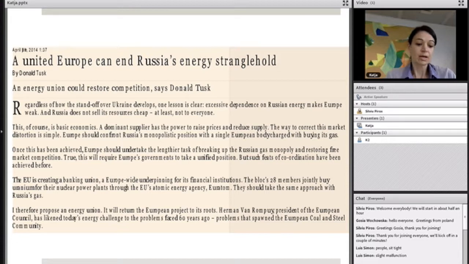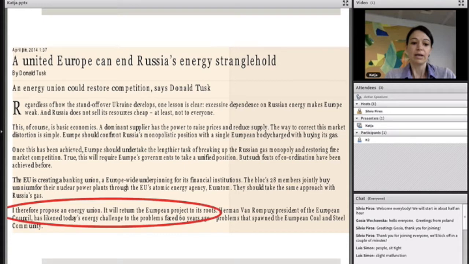Leaving a bit the pipelines and moving quickly to another topic that is very recent and very topical, I highlighted just one of the quotes of Mr. Tusk, where he says, "I therefore propose an energy union. I will return the European project to its roots." Sorry, I forgot the circle.